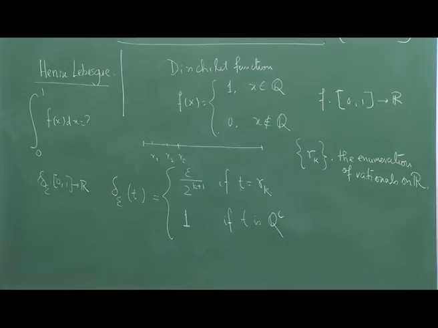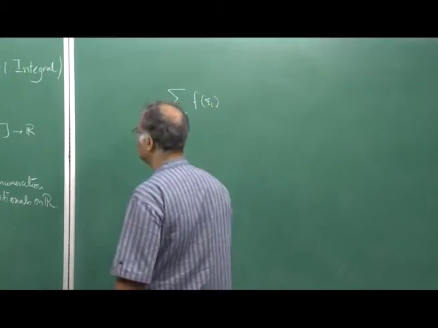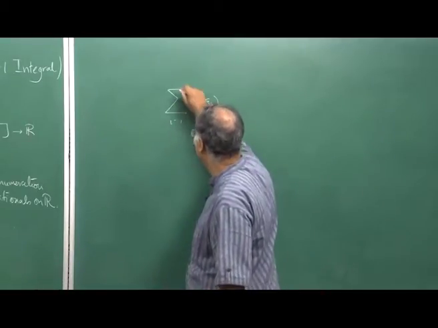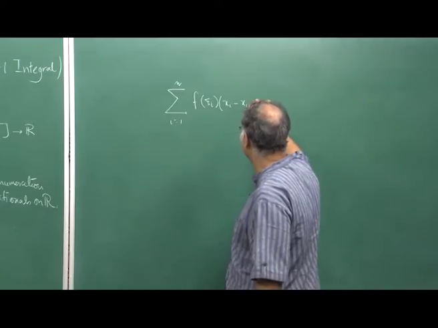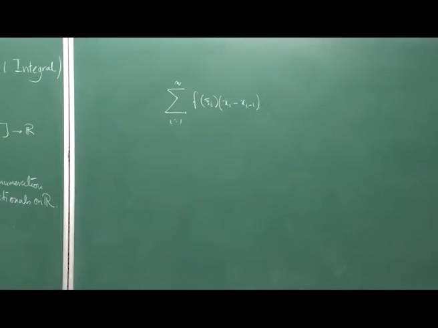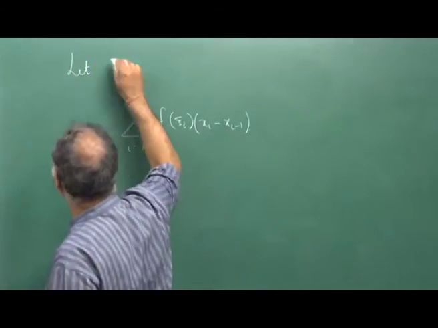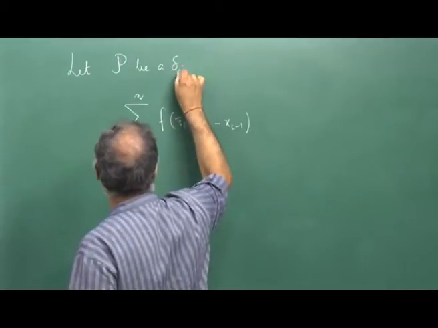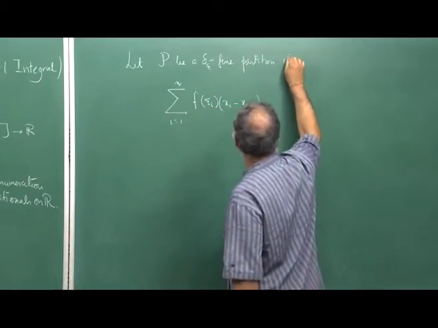So, I am hoping that this definition is already done. So we can now actually work this out. So, let us look at the sum, i equal to 1 to n. Now, let us consider any partition which is delta fine. So let P be a delta epsilon fine partition of [0,1] which has n points, does not matter.